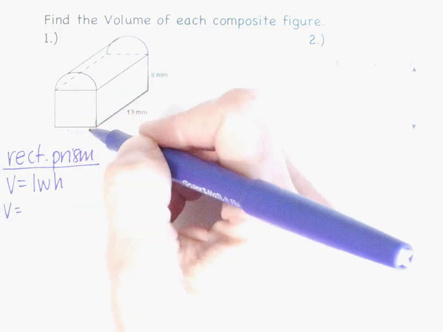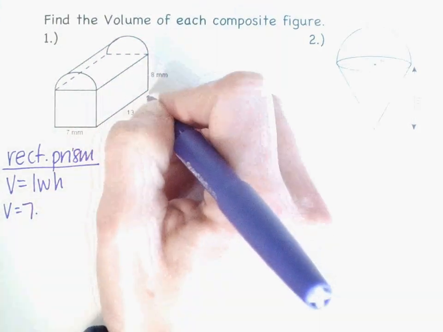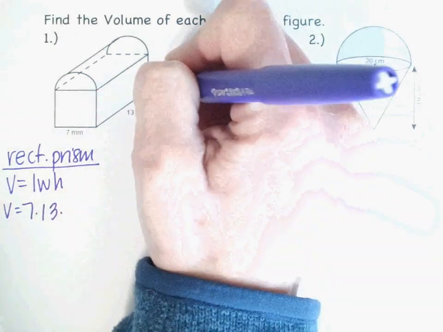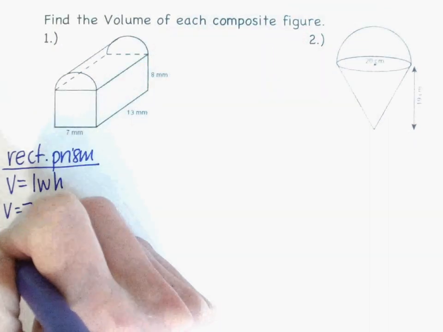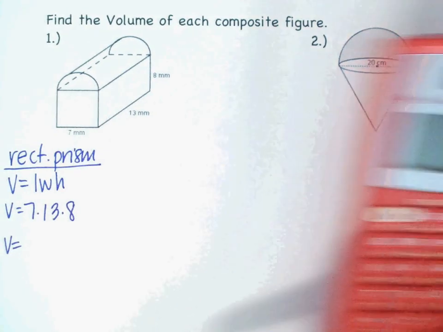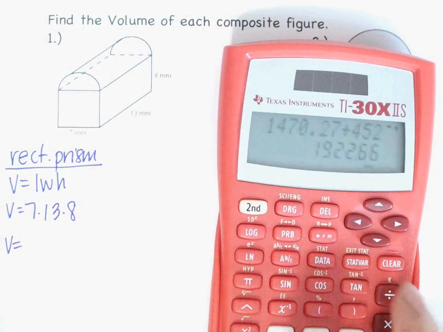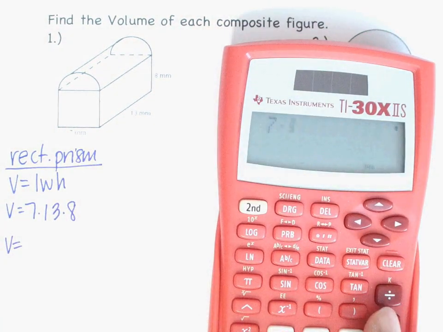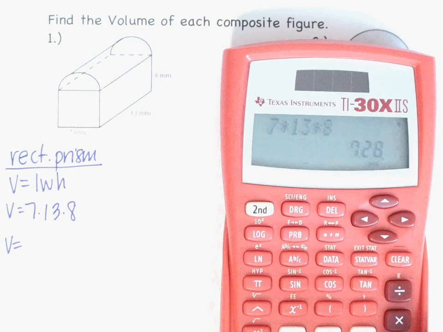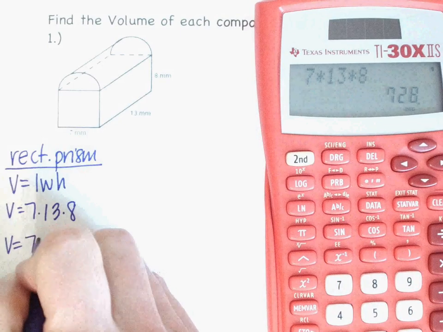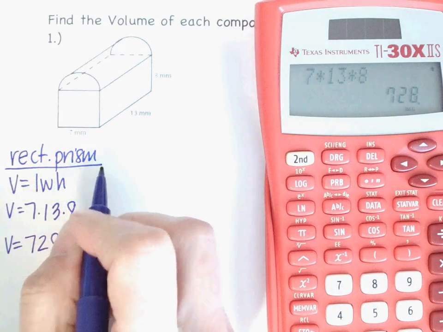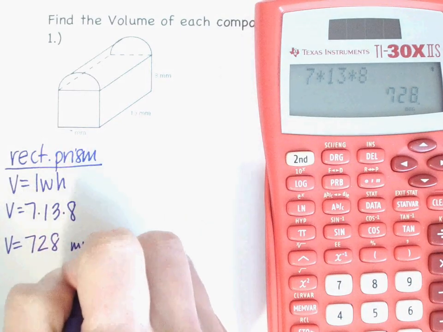So my length, I'm going to call it 7. My width is going to be 13, and my height is 8. And so in my calculator, I'm going to make my substitution. So 7 times 13 times 8. It looks like I will have 728. So I'll write that down, 728 millimeters cubed.